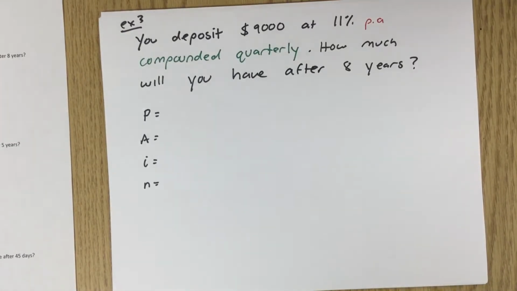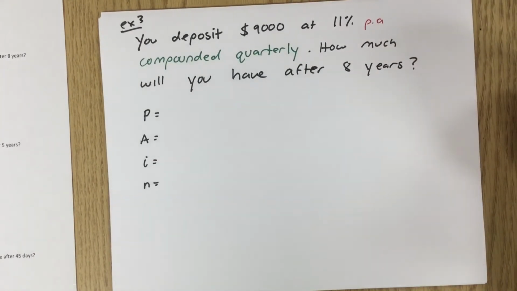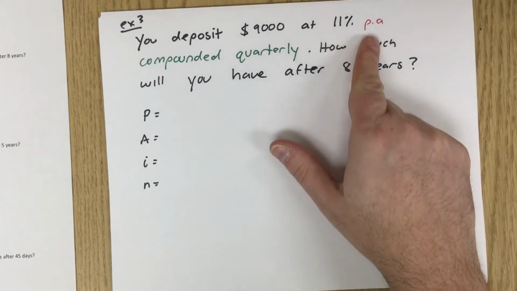Example 3. You deposit $9,000 at 11%. I have a notation here, PA. And what that essentially means is it means per annum. It means for every year. So it's going to be 11% per year.